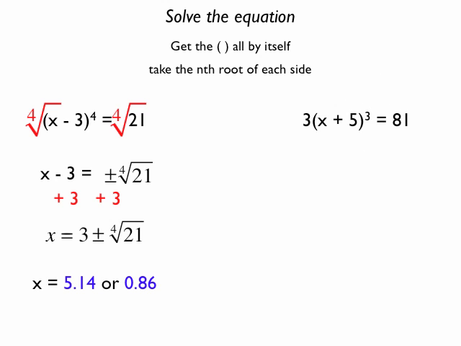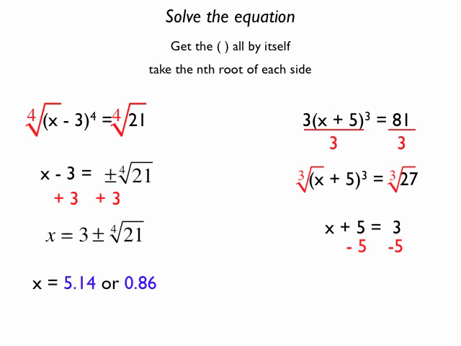The last one is 3 times (x plus 5) raised to the third equals 81. And this is what I meant when I said get the parentheses all by itself. That 3 on the outside is being multiplied right now. We need to do the opposite. Divide by 3 on each side. And so we'll have (x plus 5) raised to the third is 27. Now we want to take the cube root of each side. And since my index was odd, I don't need to put plus or minus. Subtract your 5, and you get x equals negative 2.